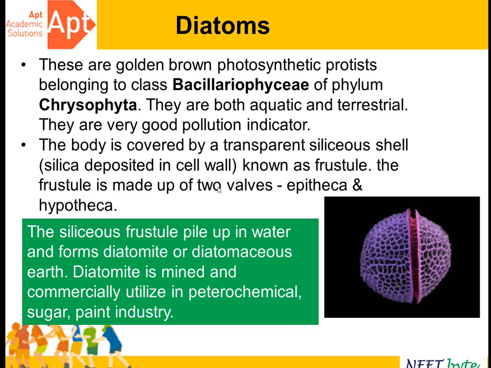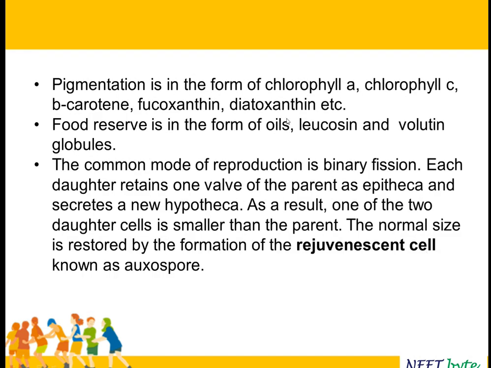Now the body is covered by a transparent siliceous cell wall having silica. Again, there are two valves, the outer or larger called epitheca, and the smaller one we call hypotheca. As you can see in the diagram, this larger one is called epitheca and the smaller one is called hypotheca. Okay.